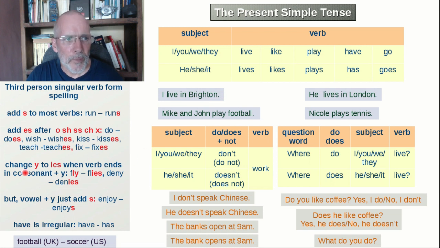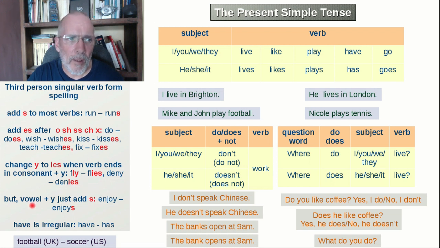Another rule: change the y to ies when a verb ends in a consonant plus a y. For example, fly, which ends in ly, which L is a consonant, becomes flies. Change the Y to an I and add ES. Another example is deny, which becomes denies. Ends in a consonant Y. We change the Y to an I and add ES.